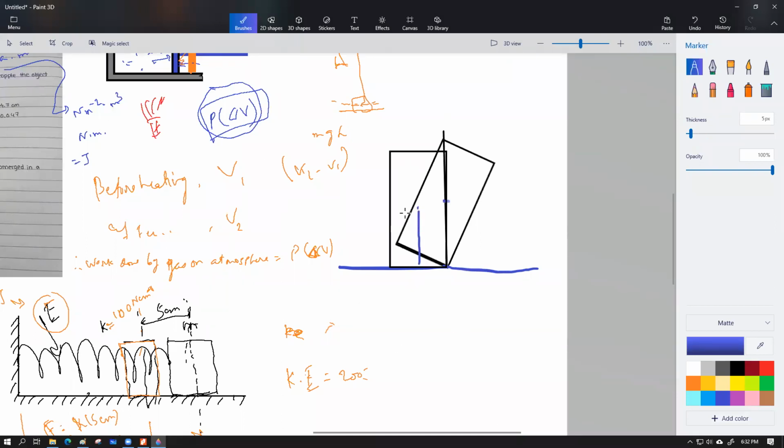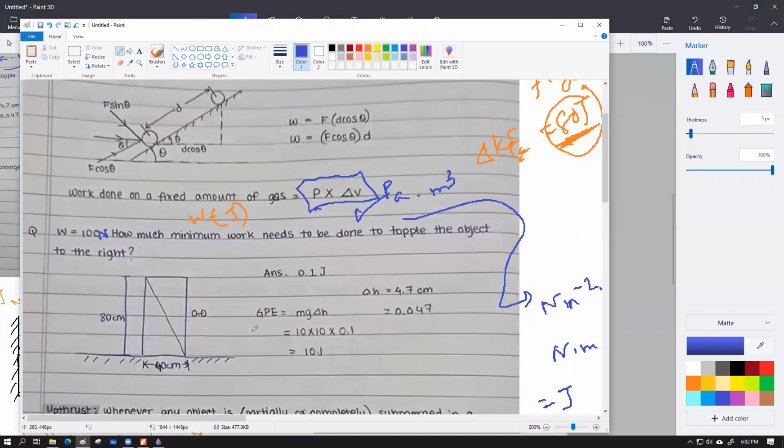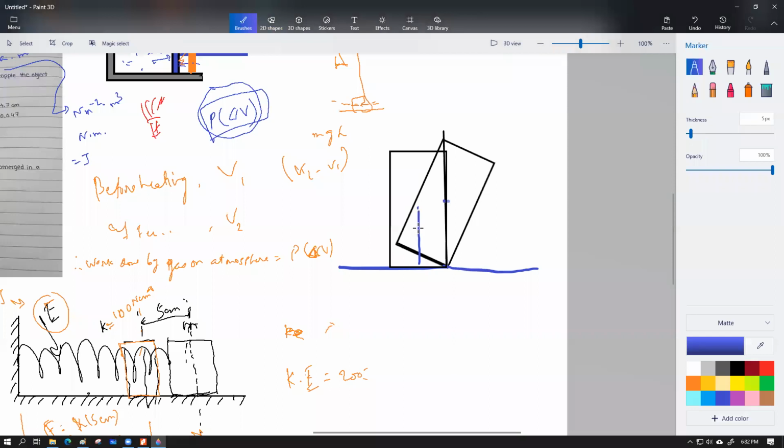40. Not 40, I think 50. Original figure, oh yeah, 40, my bad. So this is 40 centimeter, right?